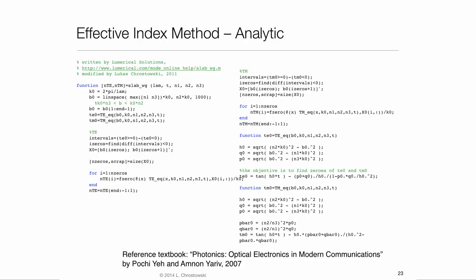The mathematical details of solving Maxwell's equations for optical waveguides can be found in many optics textbooks. Here we provide the MATLAB code which implements the solution as described in Yariv's textbook. This code finds the waveguide mode parameters and returns the effective index of the slab waveguide.